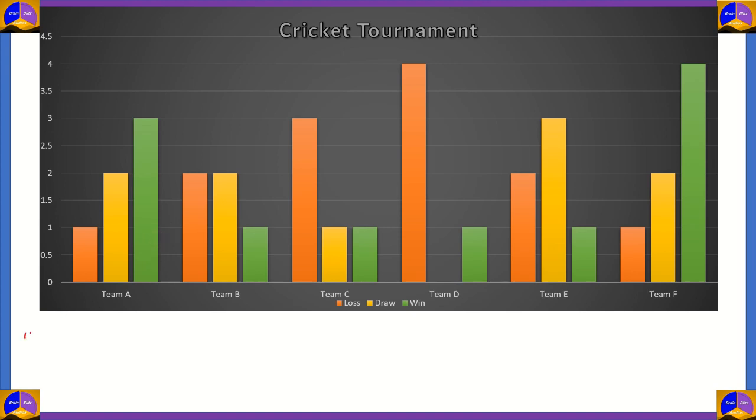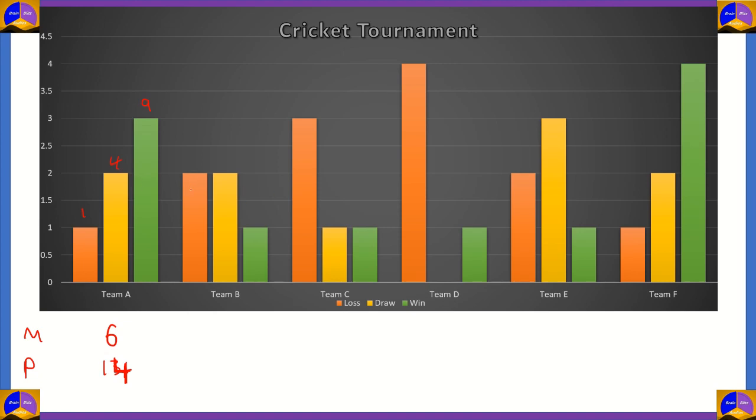For Team A, they lost 1 match, drew 2 matches, and won 3 matches. So 3 plus 2 plus 1 means that a total of 6 matches were played by Team A. And the number of points, it'll be 1, and then 2 times 2 means 4, and 3 times 3 means 9. 9 plus 4 plus 1 means that they got 13 points. Actually it's 14 points, not 13. So 14 points was won by Team A. Now let's look at Team B.